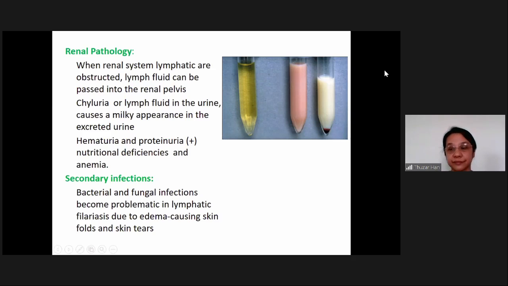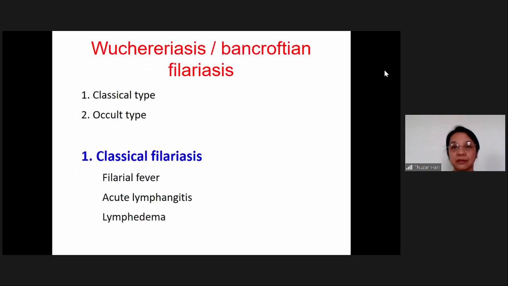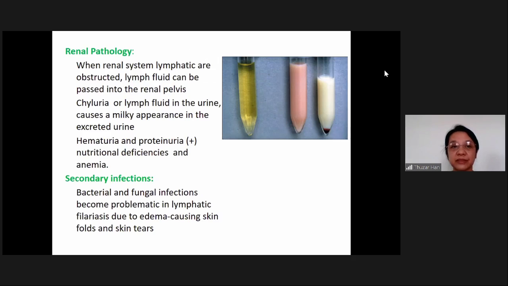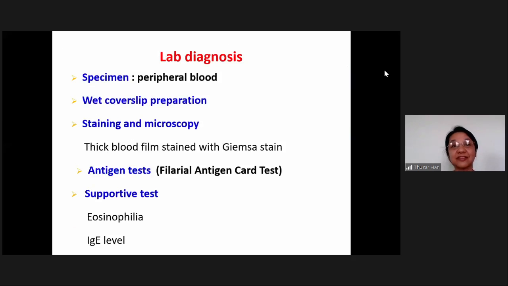Okay. So what is the diagnosis? Because I deleted many slides. So how will you diagnose? The specimen is peripheral blood. Because the adult worms live in the lymph node, you cannot take a sample of the lymph node. So for lymphatic system inflammation, you can take a urine sample from this patient.